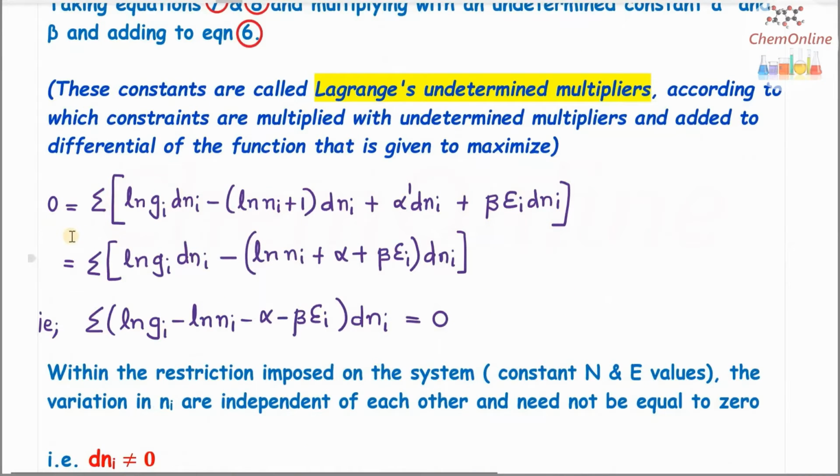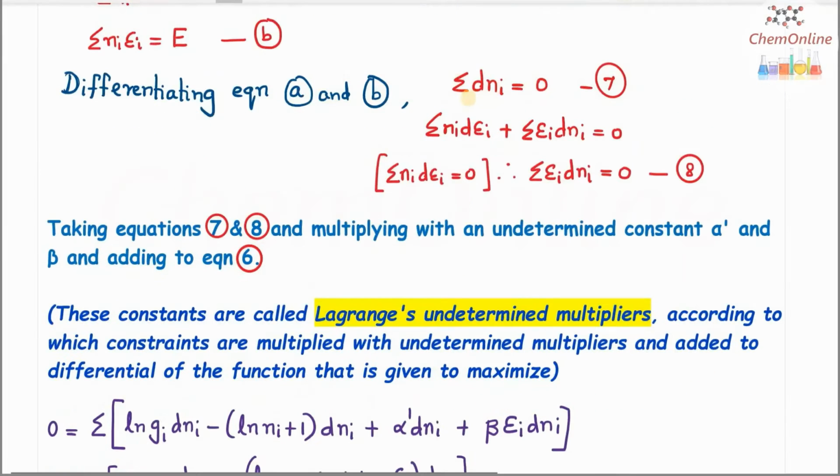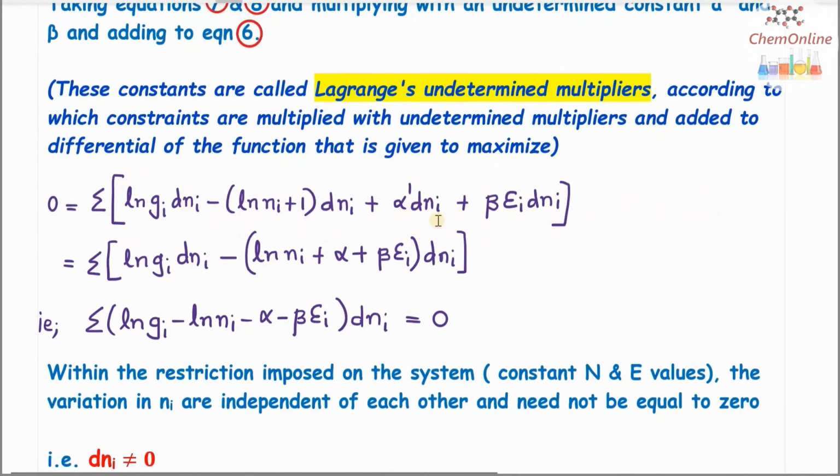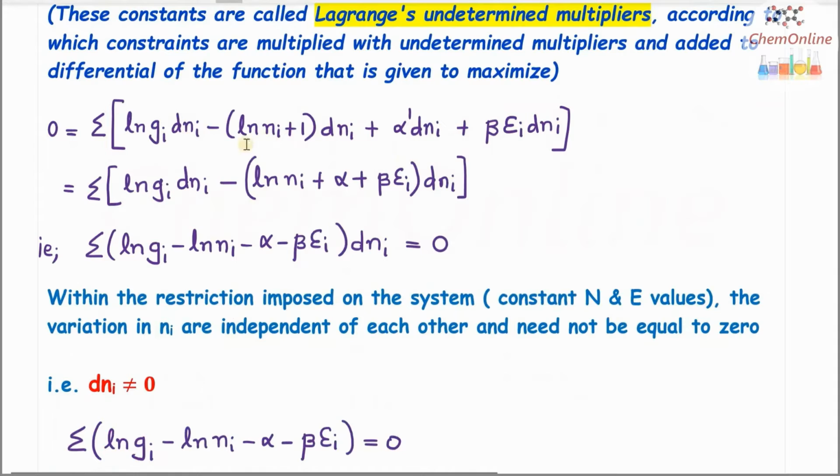So accordingly, you get 0 equals summation log gi dni minus log ni plus 1 into dni, plus equation 7, which is summation dni. So you have to multiply it with alpha dash. So that is done here, alpha dash into dni. The summation term is commonly written outside. So alpha dash into dni plus equation 8, which is beta epsilon I dni.